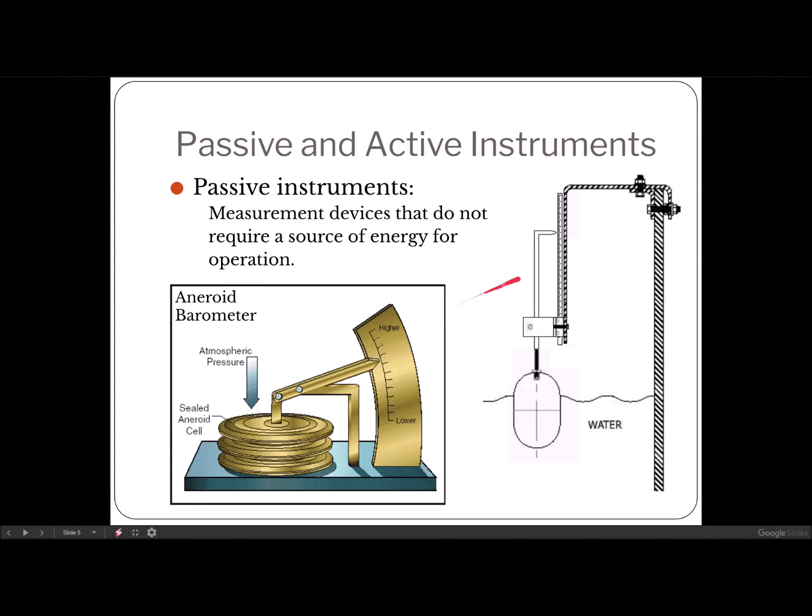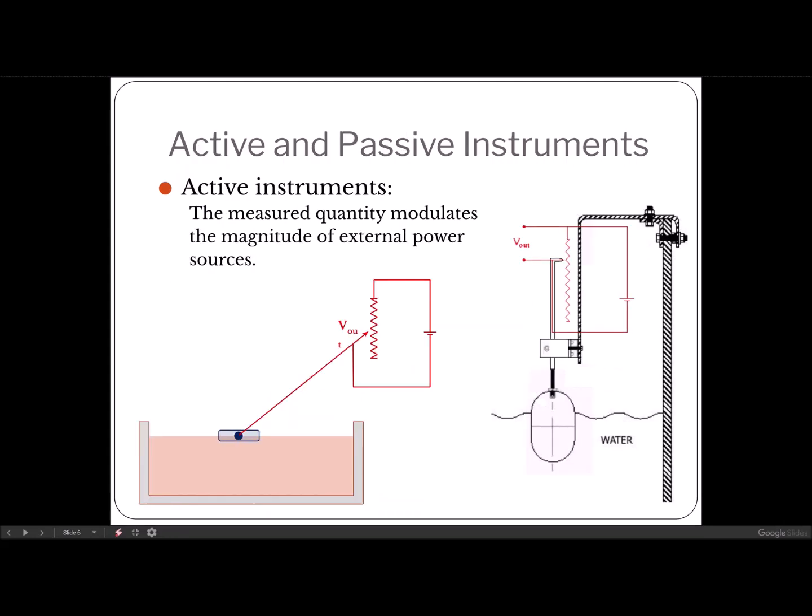Same as this sensor, which is a sensor to measure the water level. If the level of the water is increasing, this will raise up, and then the tip of this lever will indicate the height of the water level. There is no external energy required to operate these devices. What about active? Active instruments require external power sources.